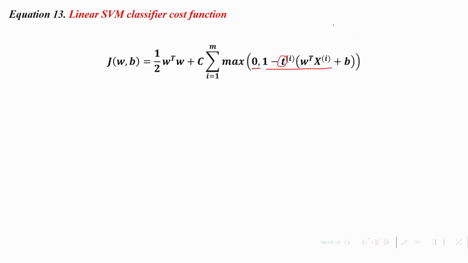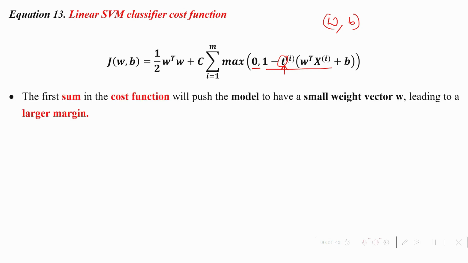In the previous videos we discussed what W and b are, and how you can find the W and b values. In this video we are going to see how you can find the value of t that minimizes the corresponding support vector machine classification cost. Now, the first sum is called the cost function.